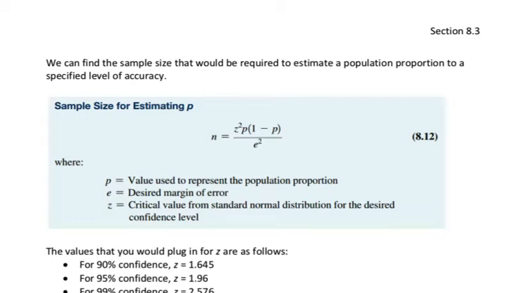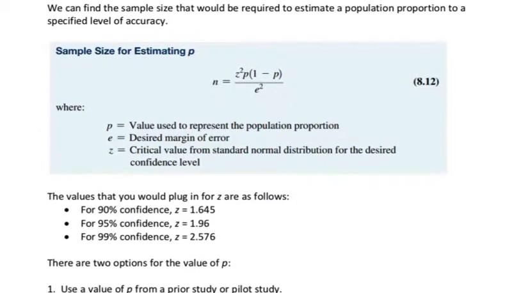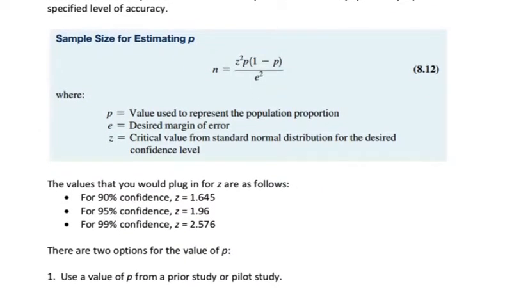In this video for section 8.3, we're going to talk about how to find the sample size required to estimate a population proportion to a specified level of accuracy. And this is a formula that we're going to plug into by hand. The formula is here, sample size for estimating p. It's n equals z squared times p times 1 minus p divided by e squared.